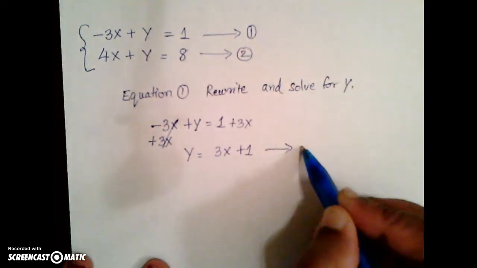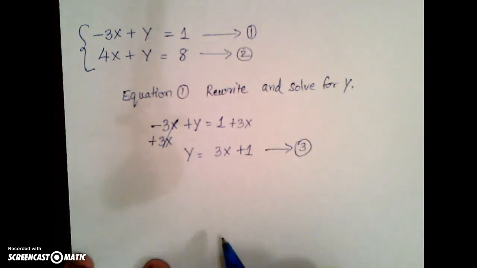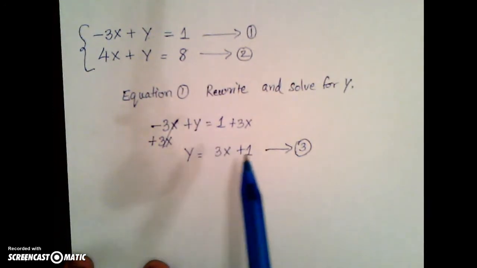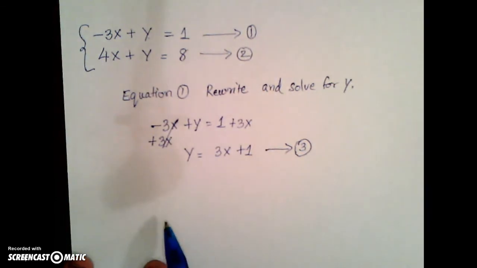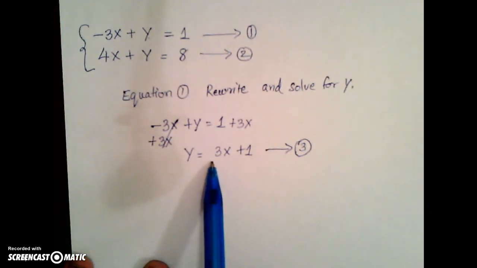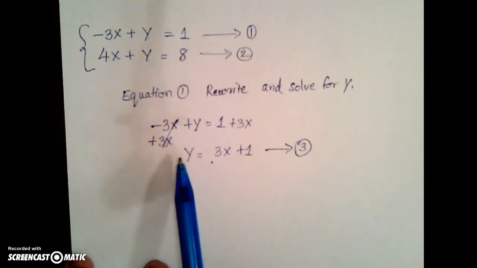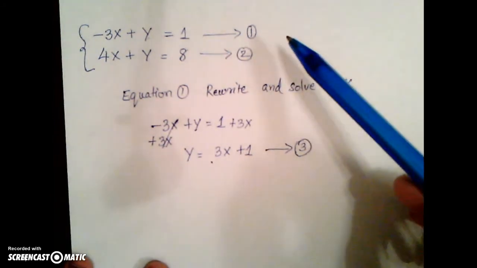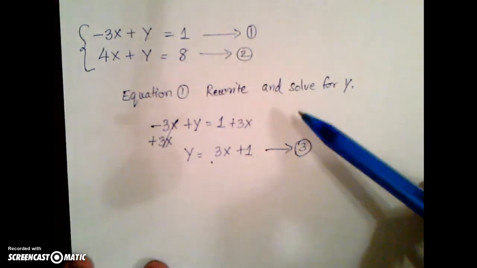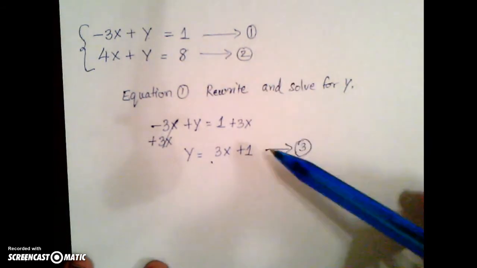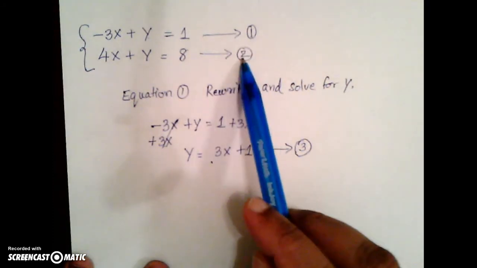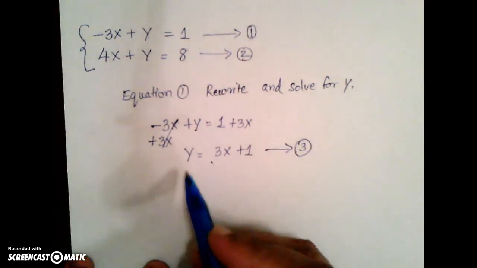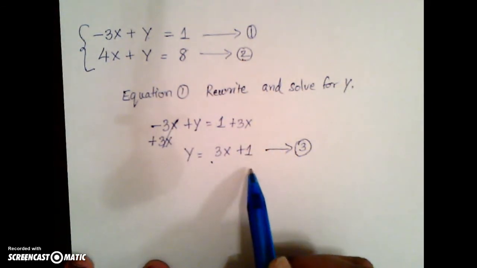So let's say this is equation number 3. Meaning I took equation number 1 and I rewrote it, made it look like something else, and I just say that is equation number 3. Now my equation number 3 is telling me what y is. Remember, equation 1 and equation 3 are equivalent to each other. They are one and the same, even though they look different. So instead of using 1 and 2, I'm going to use 2 and 3 as a system and solve that system.